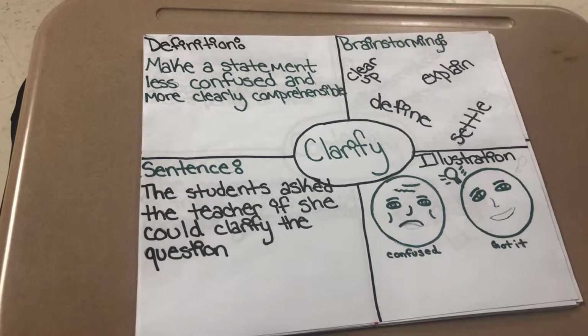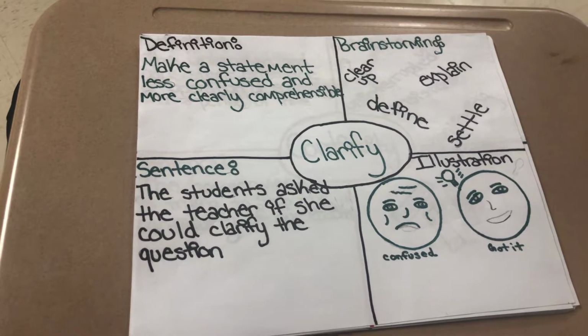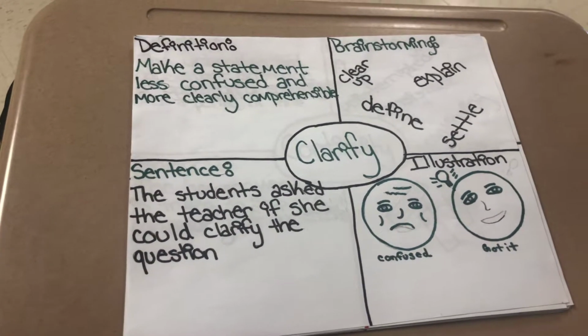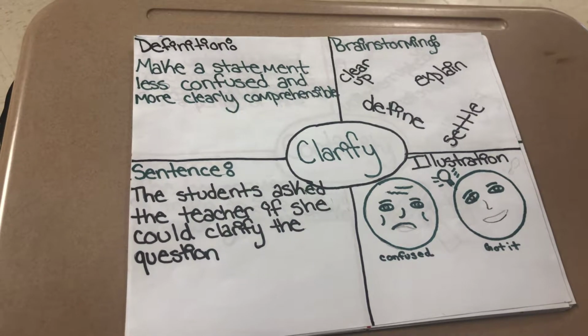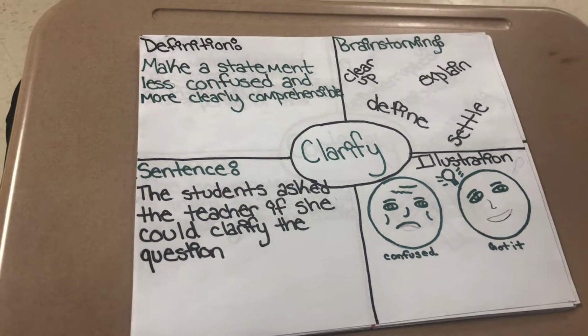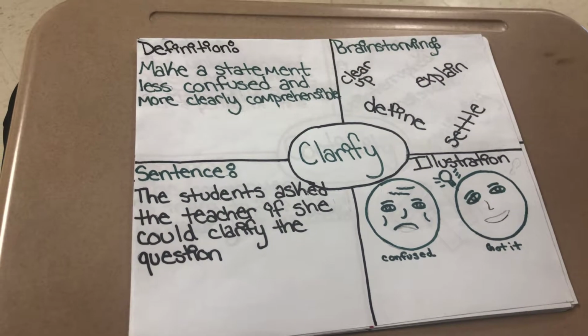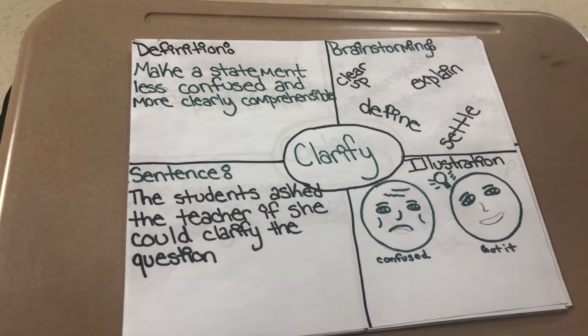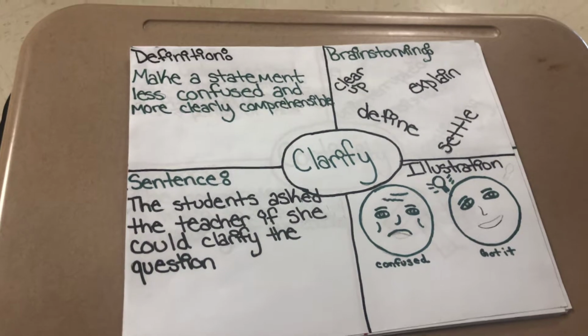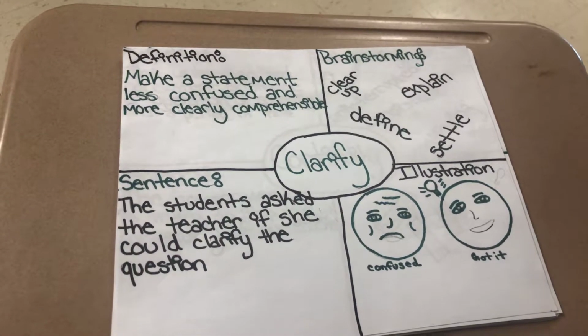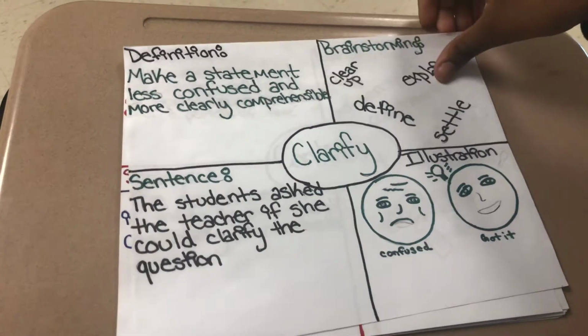The next word is clarify. The definition is to make a statement less confused and more clearly comprehensible. The sentence is, the students asked the teacher if she could clarify the question. Some words we have are clear up, define, explain, and settle. The illustration is somebody being confused, and then once the teacher explained it, they understood.